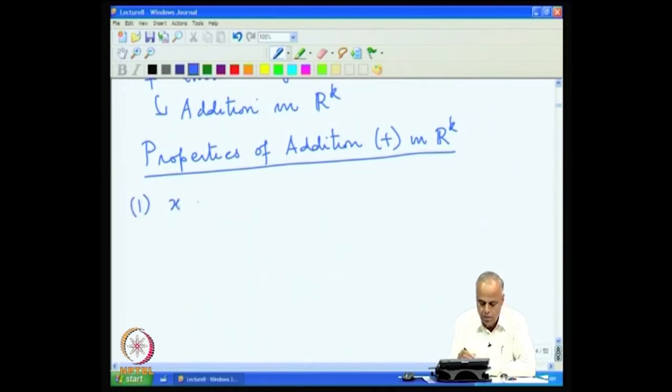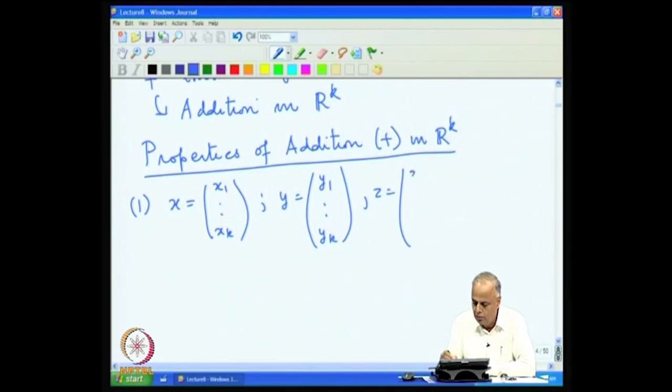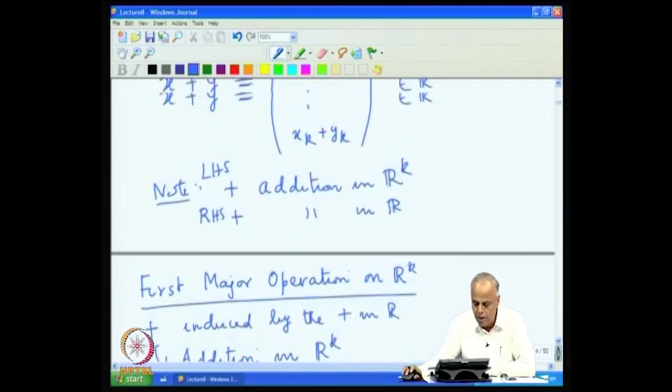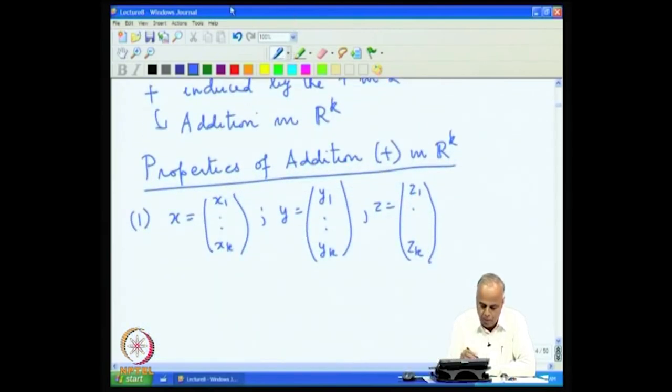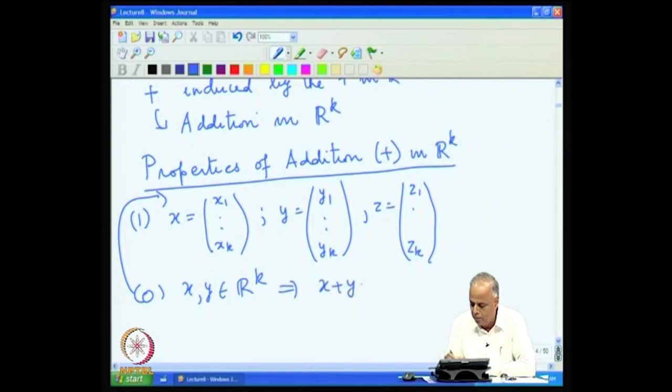Let us look at three elements x = (x1 to xk), y = (y1 to yk), and z = (z1 to zk). Of course, one of the properties that we should always keep in mind is that when we add x and y, the result is always again in R^k. So, the plus of two R^k elements is again an R^k element. Let us note that as property 0, that is, x and y belong to R^k implies x plus y belongs to R^k.